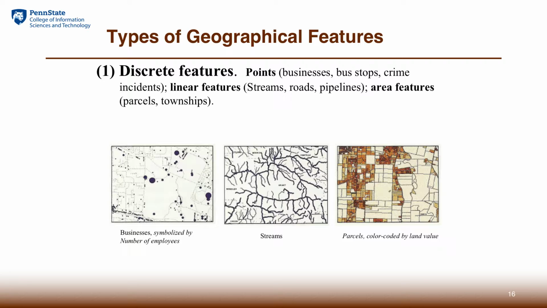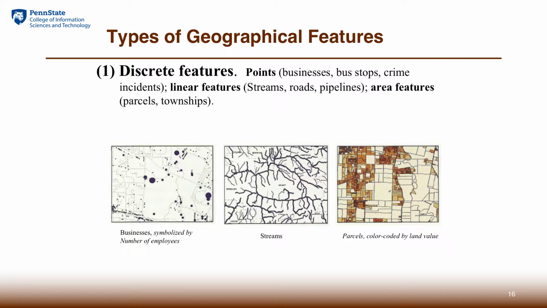Although the phenomena on the Earth's surface can be infinitely complex, we can manage to represent them digitally using only three kinds of geographical features. A feature can be either a point, a line, or a polygon. Points are like a business location or a bus stop. Usually they refer to small features that don't have enough size to be an area.